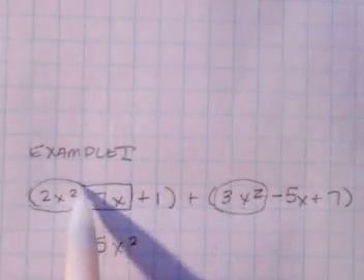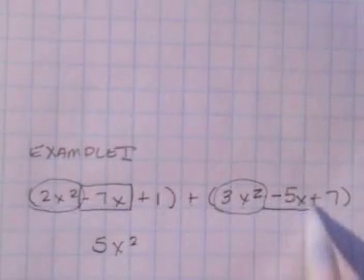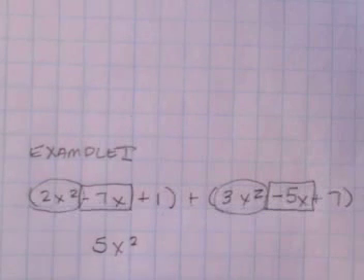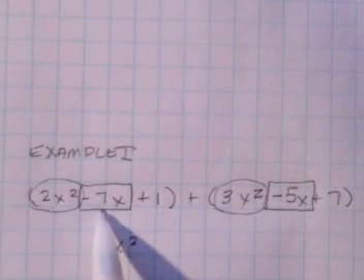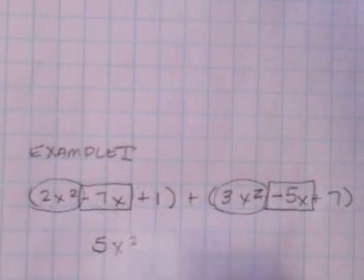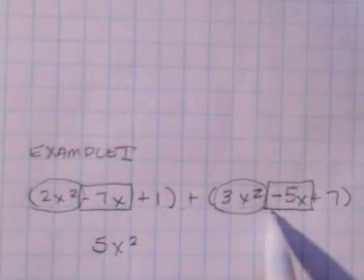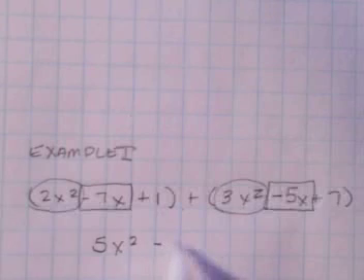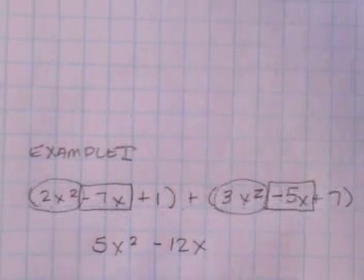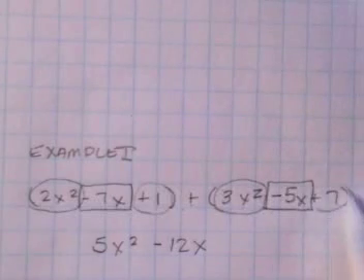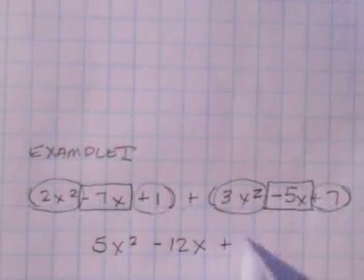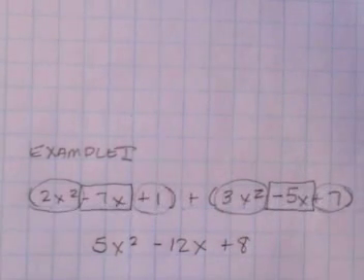When I look at this problem, I see that I also have like terms here in the x to the first power. So I'm going to add the coefficients, -7 plus -5. And that gives me -12x. And then last I have my constant term, 1 plus 7, which gives me 8. So the answer to this problem is 5x squared minus 12x plus 8.